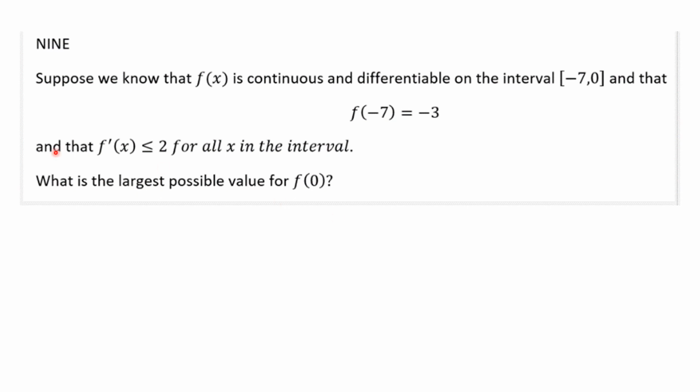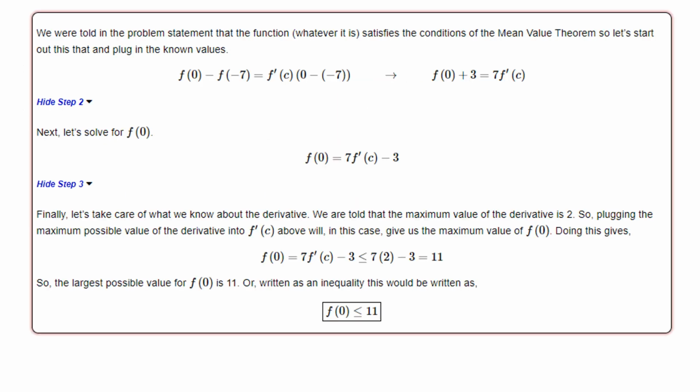Number 9. We're assuming we have f being continuous and differentiable on this closed interval. Those are the hypotheses for the mean value theorem. And we know that f of minus 7 is minus 3. And moreover, I tell you that f prime of x is less than or equal to 2 for all x inside that interval. So what's the largest possible value for f of 0? This is similar to an unquiz that we did in class. It will involve the mean value theorem.